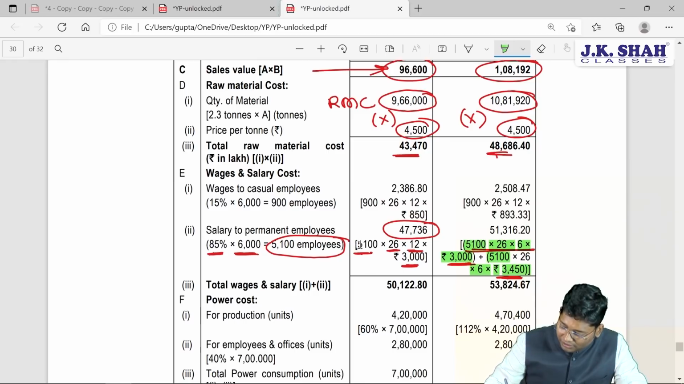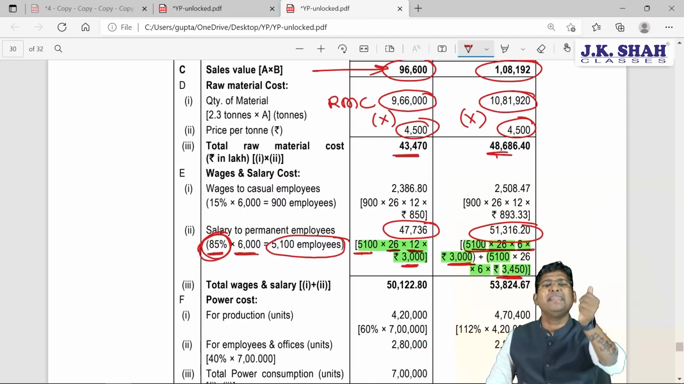So in the first 6 months you are getting plain wages, and for the rest of the 6 months you will be getting the incremental wages, which is 15%, and this is how this amount is computed. But this one is only the 85% part. What about the rest 15%?